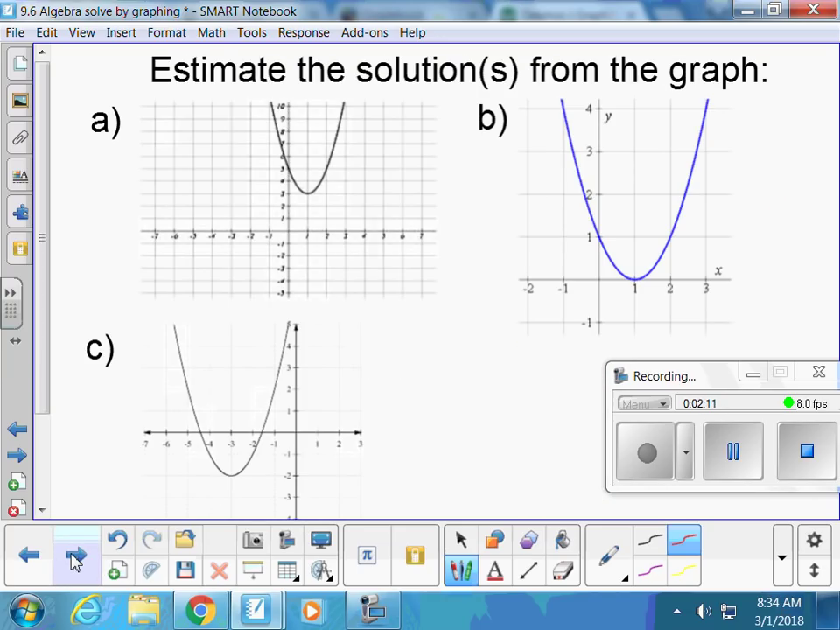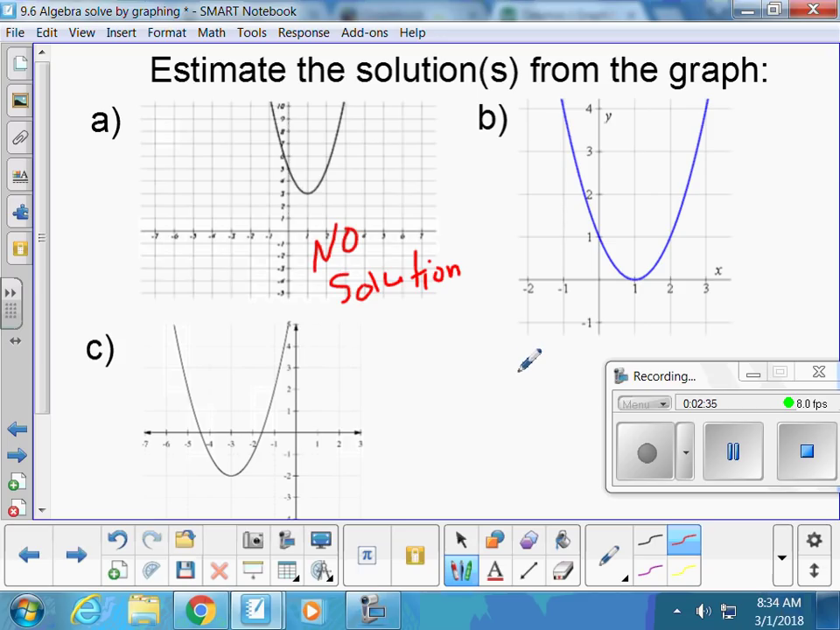All right. Let's together estimate the solutions from these graphs. Let's look at part A. Where is this parabola touching the x-axis? Where are these x-intercepts? It's never touching, is it? That just means there's no solution. I'm writing with my mouse, so just be patient with me today, because I'm doing computer work, not at the smartboard.